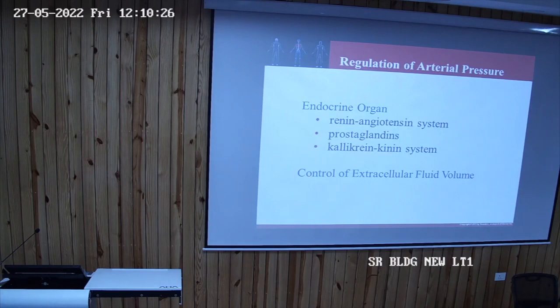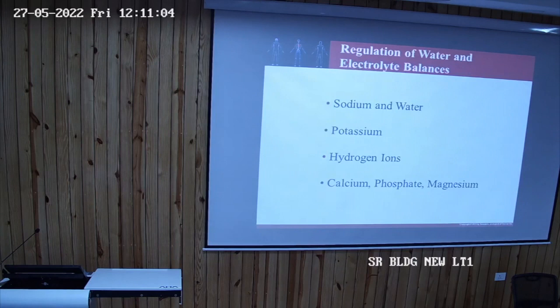Yeah. So prostaglandins and the kallikrein-kinase system are responsible for change in the vascular tone and regulation of water and electrolyte balance. Some of the important electrolytes which play an important role in homeostasis, or the electrolyte balance, are sodium, water, potassium, hydrogen, calcium, phosphate. Now they have different mechanisms for their regulation.